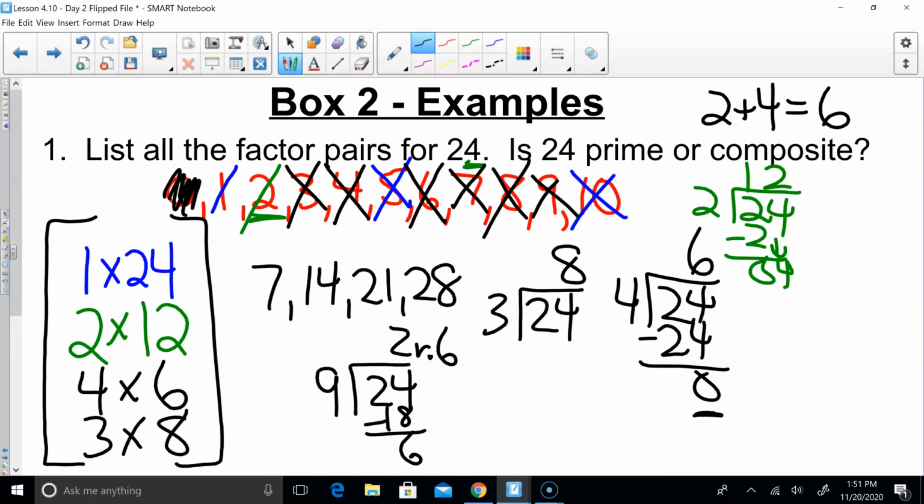And before we move on to the next one, I have to answer my last question. I did the first part. Can't forget the last part. Is 24 prime or composite? Since it has more than one factor pair, it has 4 of them, it would be a composite number. Now you can pause the video, write all this down before we move on to the next one.